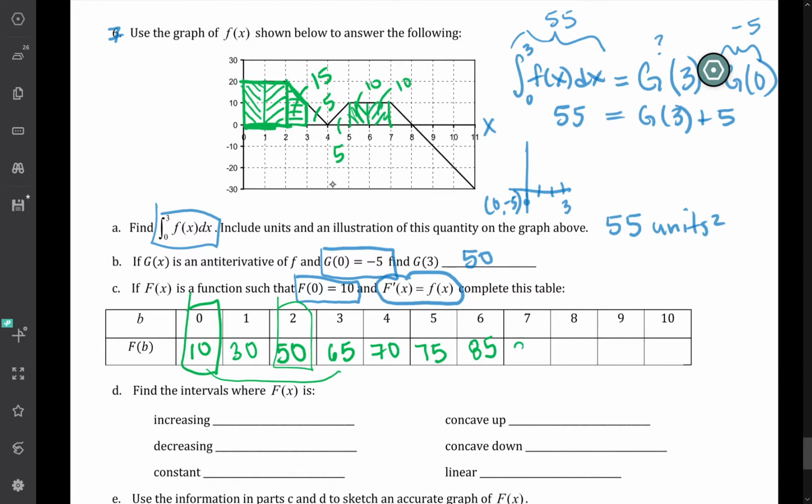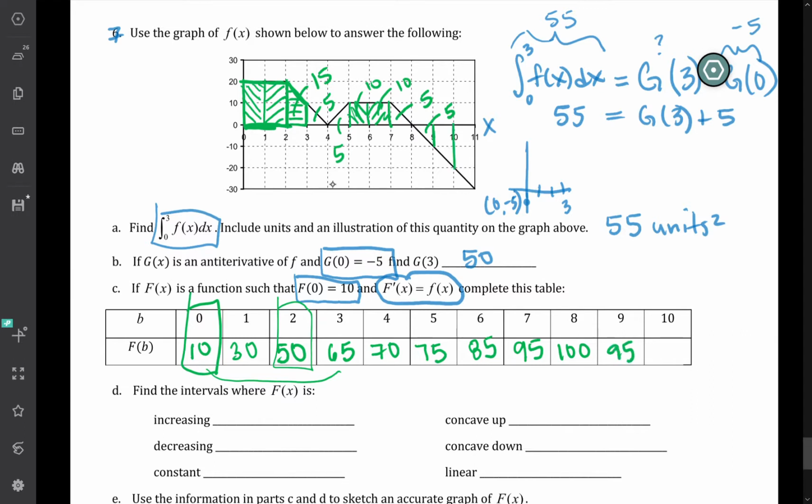Okay, from 6 to 7, I catch another 10. So that should go up to 95. From 7 to 8, I catch 5, so I've hit 100. And now I'm actually going to start decreasing. So this is an area of 5, but the integral will be negative, which means my y value on big F is going to decrease by 5.